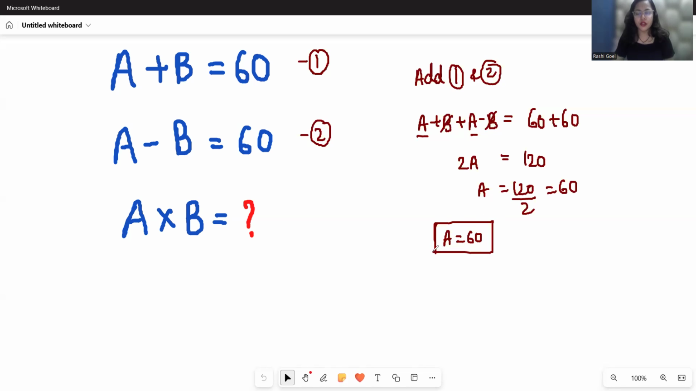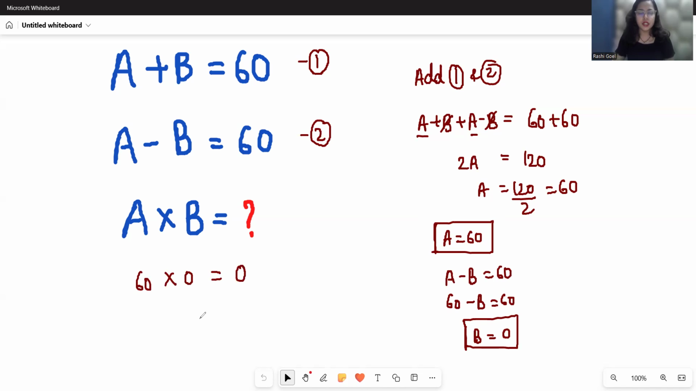Now let's substitute the value of a in any of the equations to find the value of b. So a minus b is 60. If a is 60, then b is 0. So what we have to find? a times b, that is 60 times 0, which is equal to 0.